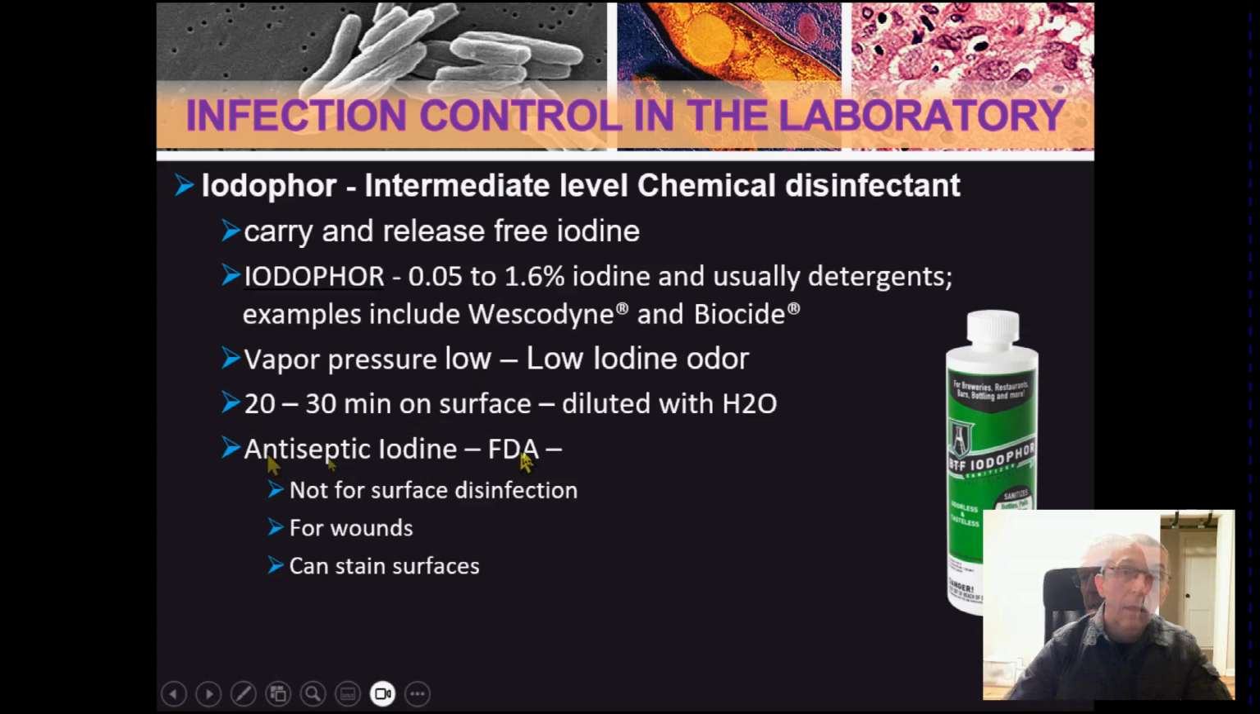Antiseptic iodine is not really recommended for surface disinfection. Why? Because antiseptic iodine will discolor anything it touches. It will create a brownish color on the surface, and for most surfaces you'll never be able to remove it. This is mainly for using on wounds and disinfecting open wounds or abrasions and things like that.